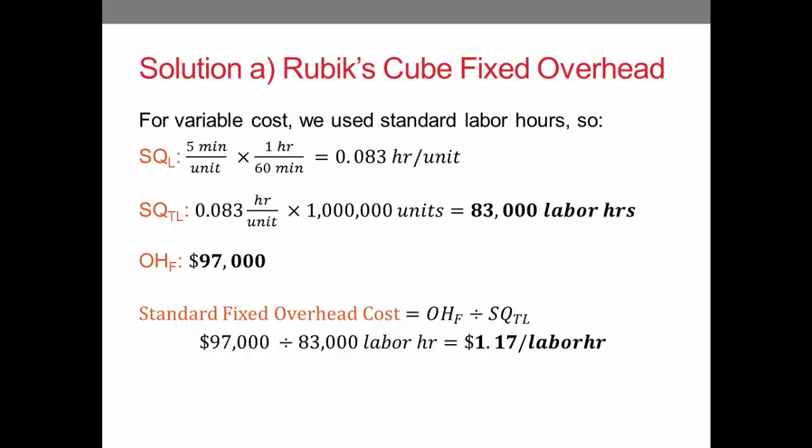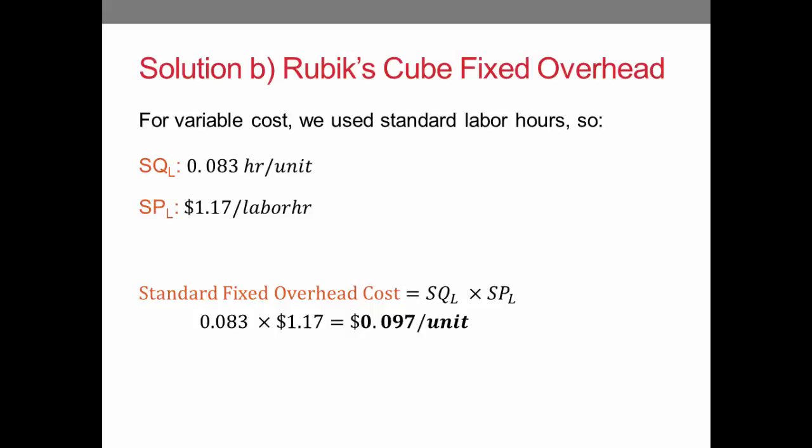So we can go back to our SQL, which is 0.083. We then, in order to get the total labor quantity, we multiply by 1 million units, which gives us 83,000 labor hours in the year. We have an overhead fixed cost of $97,000. And as I said, we want to break up that $97,000 to every one of those 83,000 labor hours. So the 97,000 is divided by the 83,000, and that gives $1.17 per labor hour.